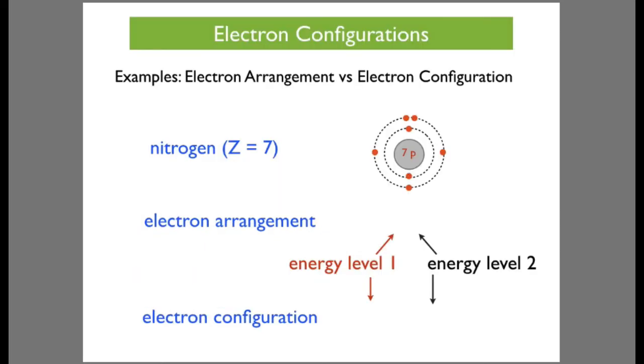Okay, electron arrangement versus electron configuration. Nitrogen here has an atomic number of 7. Remember, Z is the atomic number. The electron arrangement is 2, 5. It's got 2 in the first energy level. It's got 5 in the next energy level. The electron configuration is 1s2. It's got 2 electrons in the 1s shell, and then it's got 2 electrons in the 2s orbital, and 3 electrons in the 2p orbitals.